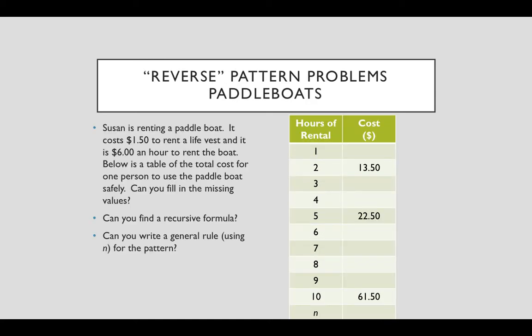The second task you were to complete in Lab 2 was the paddleboat problem. And again, this is another one of those reverse pattern problems where I don't describe the relationship, but I just show you some of the chart, and from the chart you have to generate some more of the chart. Susan is renting a paddle boat. It costs $1.50 to rent a life vest, and it is $6 an hour to rent the boat. Below is a table for the total cost of one person to use the paddle boat safely. Can you fill in the missing values? Can we find a recursive formula? Can we find a general rule, a closed, explicit formula?